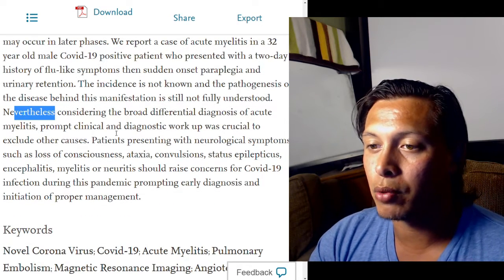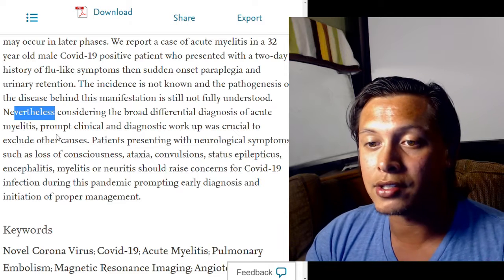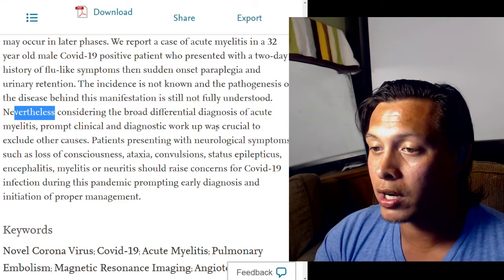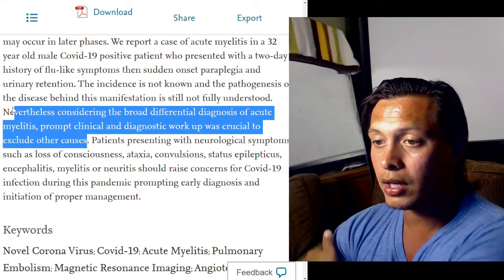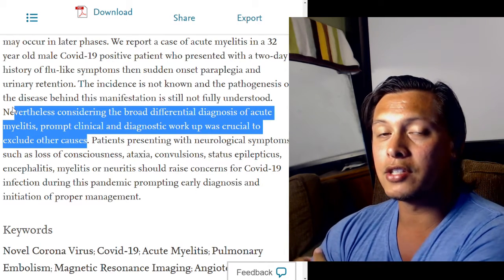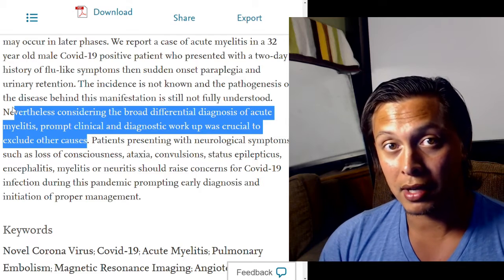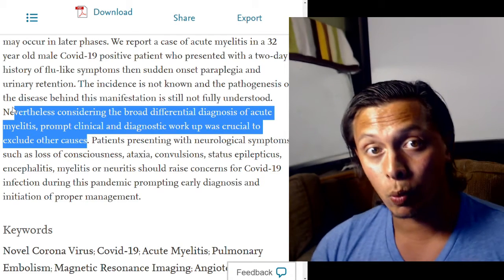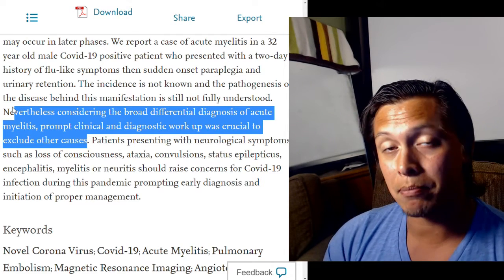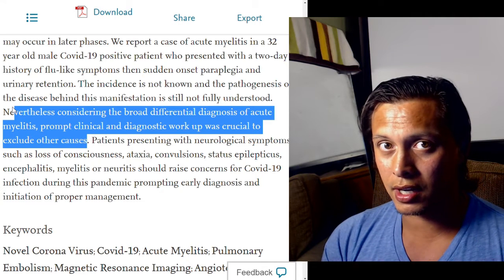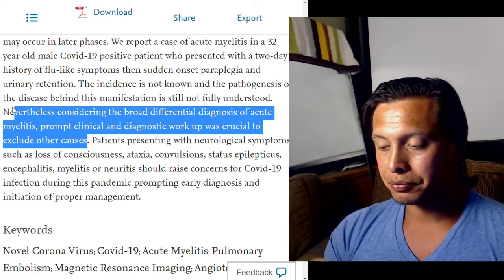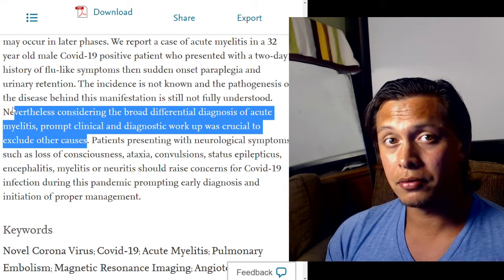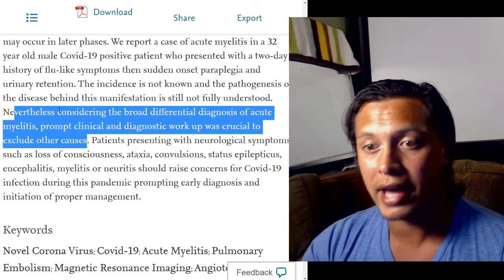Nevertheless, considering the broad differential diagnosis of acute myelitis, prompt clinical and diagnostic workup was crucial to exclude other causes. So since so many different things can cause myelitis, they were concerned that maybe this wasn't a side effect of COVID-19. This might have been a side effect of a plethora of other diseases. So they wanted to rule that out first.